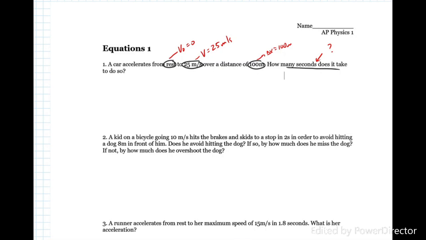So doing the GUESS method, initial velocity is 0. Final velocity is 25 meters per second. My displacement is 100 meters, and I want the time. That's my unknown. The problem is I don't have the acceleration. I can't really use any of the kinematics equations until I have the acceleration. So our first step is to find the acceleration. Here's a good general rule for kinematics. If you don't have the acceleration, the first thing you need to do is find the acceleration.